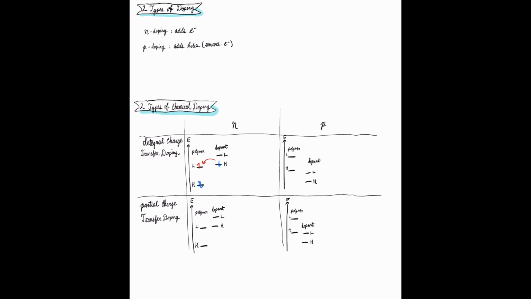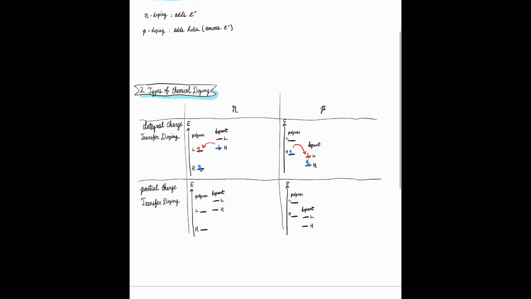In the case of P-doping for integral charge transfer, the opposite happens. So here we can see that the dopant energy levels are lower than the polymer HOMO-LUMO levels. And so what's going to happen is electrons from the HOMO of the polymer will go to the LUMO in the dopant. In this case, we're essentially losing electrons, which means gaining more holes. So it's P-doping.